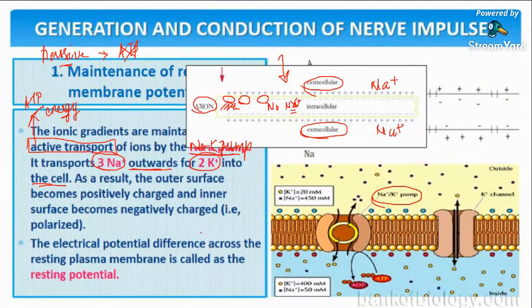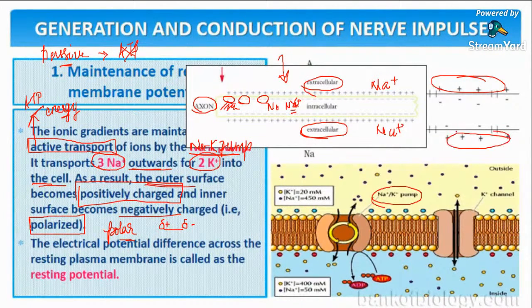As a result, the outer surface becomes positively charged and the inner surface becomes negatively charged, and it becomes polarized. We studied about polar covalent molecules: one side will develop a slightly positive charge, the other will develop a negative charge. Exactly like this, the extracellular matrix develops a positive charge, whereas the intracellular matrix develops a negative charge.